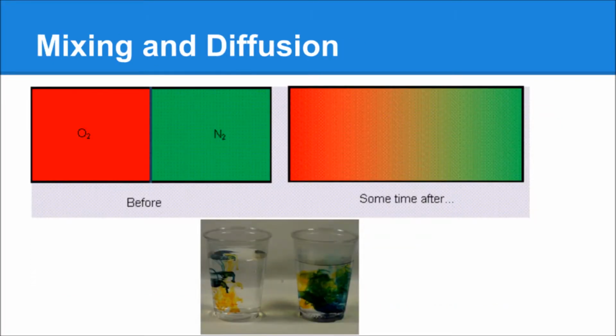Another phenomenon we will describe in our experiment is mixing and diffusion. Diffusion is the process of molecules traveling from a high concentration to a low concentration, which also allows for mixing of molecules, as you can see with the food coloring in water.